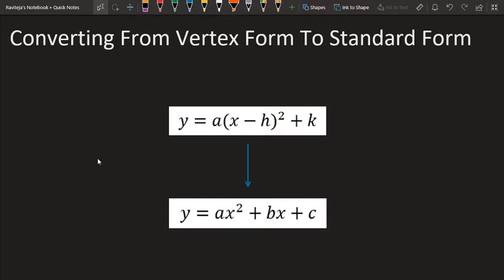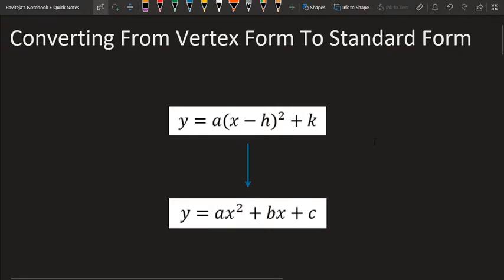Today we'll be learning how to convert from vertex form to standard form. Over here at the top we have our vertex form, which is y equals a times x minus h squared plus k, and here we have standard form, y equals ax squared plus bx plus c. We'll be converting from this form, vertex form, to this form, standard form.